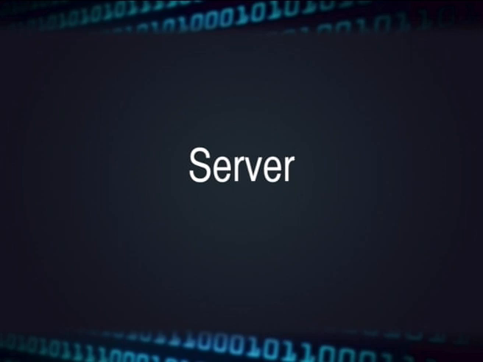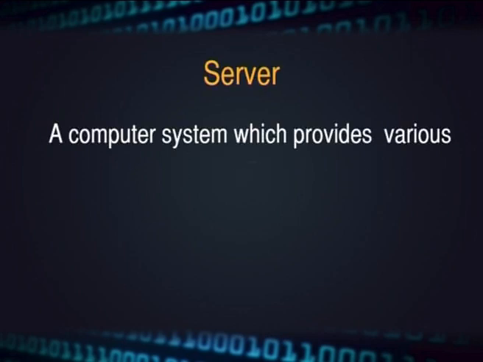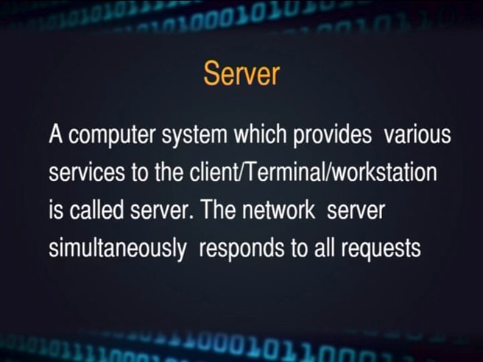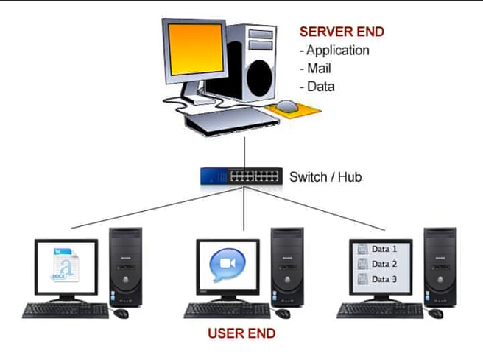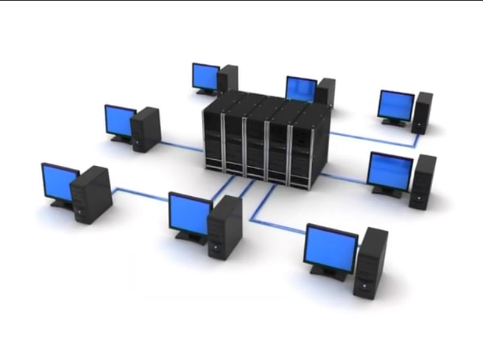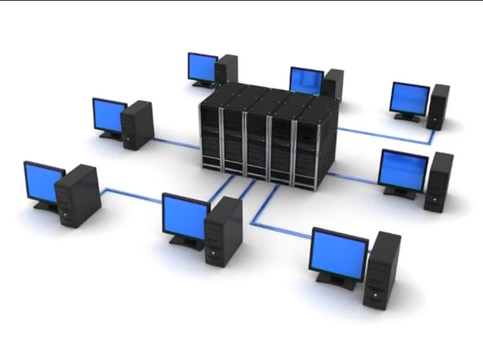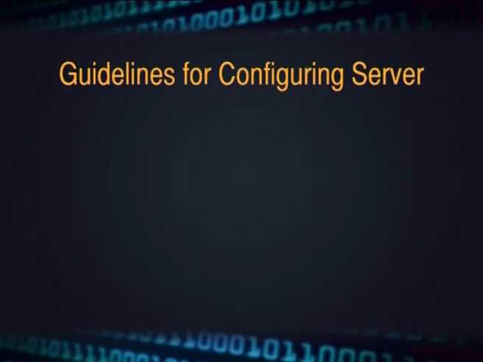Then we have something called a server, a computer system which provides various services to the workstation is called server. The network server simultaneously responds to all requests from several network users. For example, one can load a word processor program to one workstation, receive a database file from another workstation, and store an email message at the same time. This type of processing requires a computer that can quickly store and share large amount of information. Let's see the guidelines for configuring such type of server.